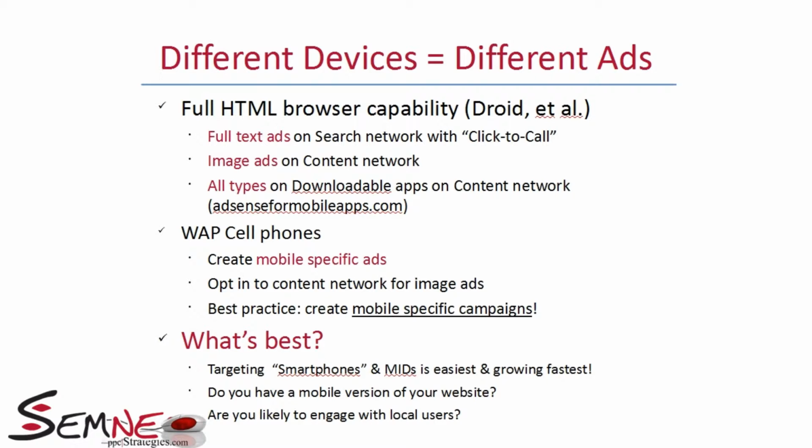There are all these programmers developing downloadable apps for iPhones and Androids. They are now opting into Google's advertising network and presenting your ads right in their app. And you're going to see that in your report too. So if you're going for the WAP audience, you're going to create the specific ads. You're going to opt in for the content network for image ads, and create those specific campaigns.